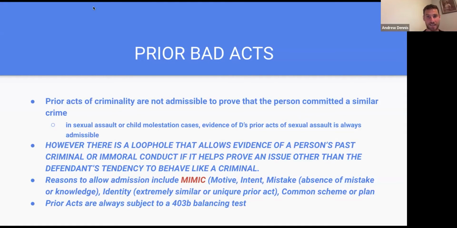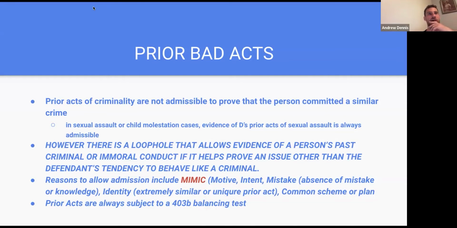Yes, because it's identity. We're not trying to show that he is likely to do it. We're just showing that he's likely to be the same identity. This is Mr. Red-Nosed Gun. This is Rudolph the serial killer, right? This is the gun he always uses.